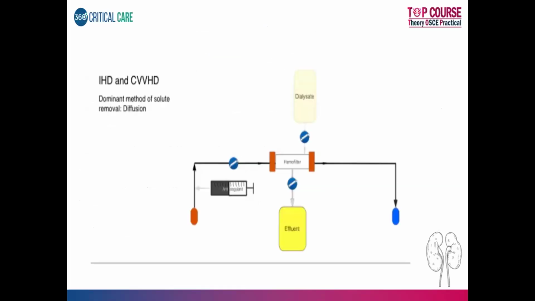Now this is the diagram. You remove the blood from the patient and give the anticoagulation here. The blood enters the hemofilter, through which the dialysate enters here and the effluent comes out, and then the blood is sent back to the patient. This is about CVVHD, and the same applies for intermittent hemodialysis.